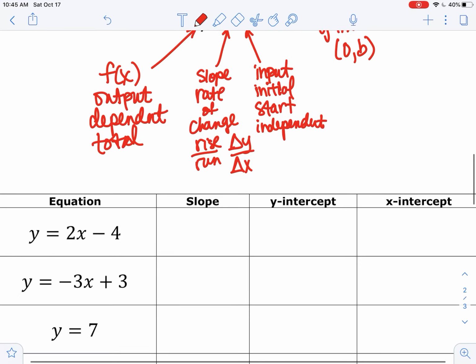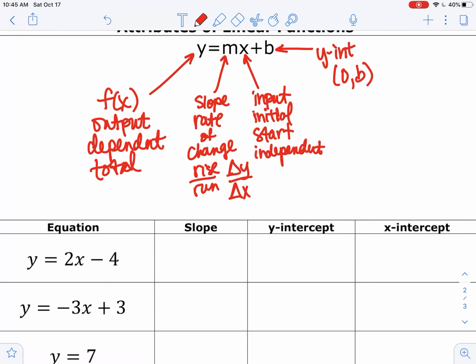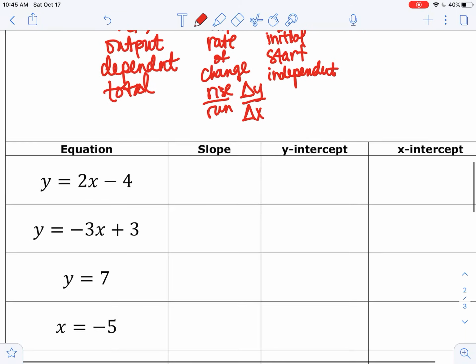All right, so last week we were trying to identify slope from an equation, and that is definitely what we're going to be doing here. However, we're going to be looking for the two other attributes. So you've got your slope, you've got your y-intercept. Those are going to be easy to find, but then you're going to have your x-intercept that you're going to have to find, and that looks just a little bit different. So let's take a look at this first one.